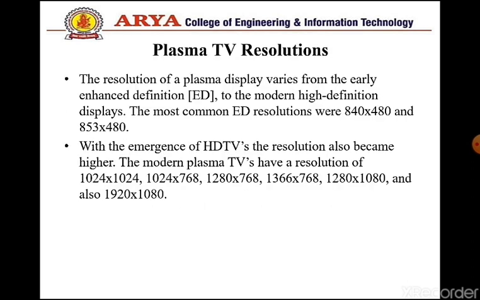Plasma TV resolutions. The resolution of a plasma display varies from early enhanced definition, ED, to the modern high definition displays. The most common ED resolutions were 840 by 480 and 853 by 480. With the emergence of HD TV, the resolution also became higher. The modern plasma TV have resolutions like 1024 by 1024 and so on.